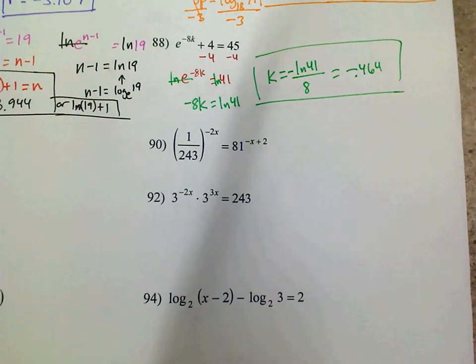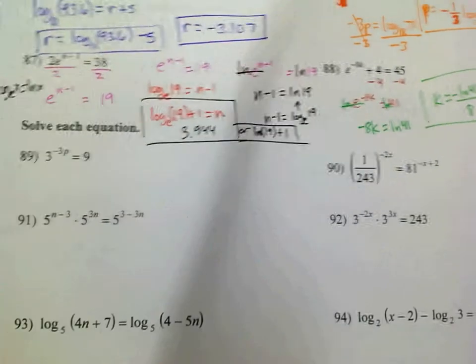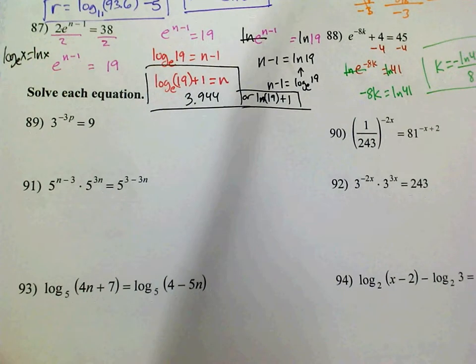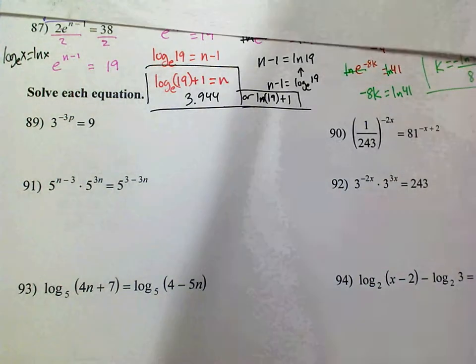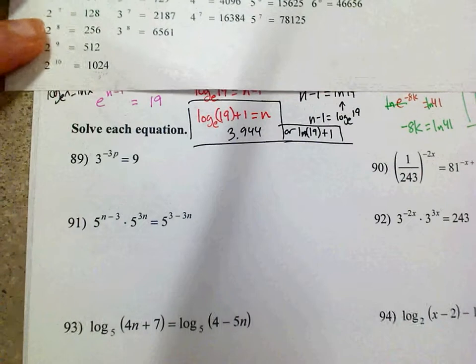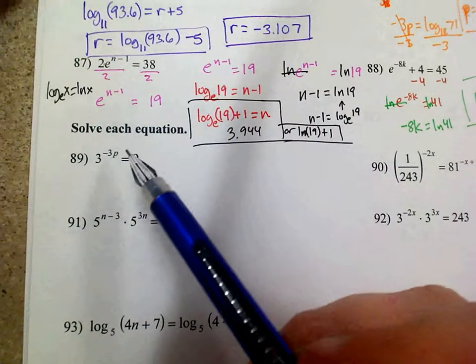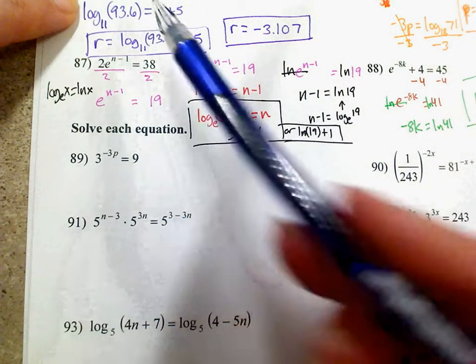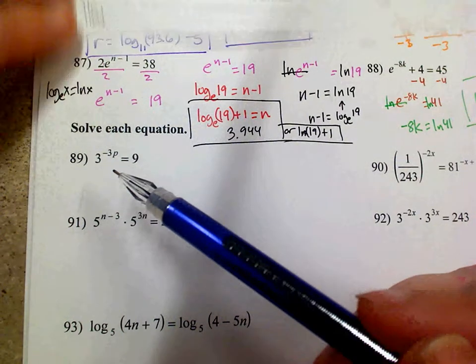Alright, so numbers 89 through 92 all kind of have a similar thing going on, and it has to do with powers. If you have a power chart, that would be a good time to get it out so you can use it. So we have 3 to the negative 3p equals 9. Absolutely, we could solve this the exact same way that we solved 85 and just convert it to a log and go from there. But I could also use this.